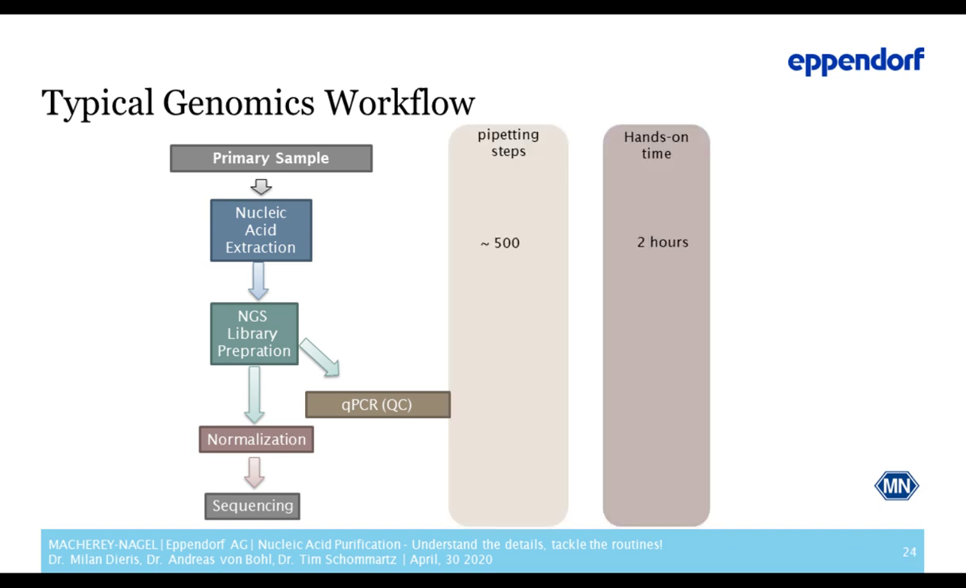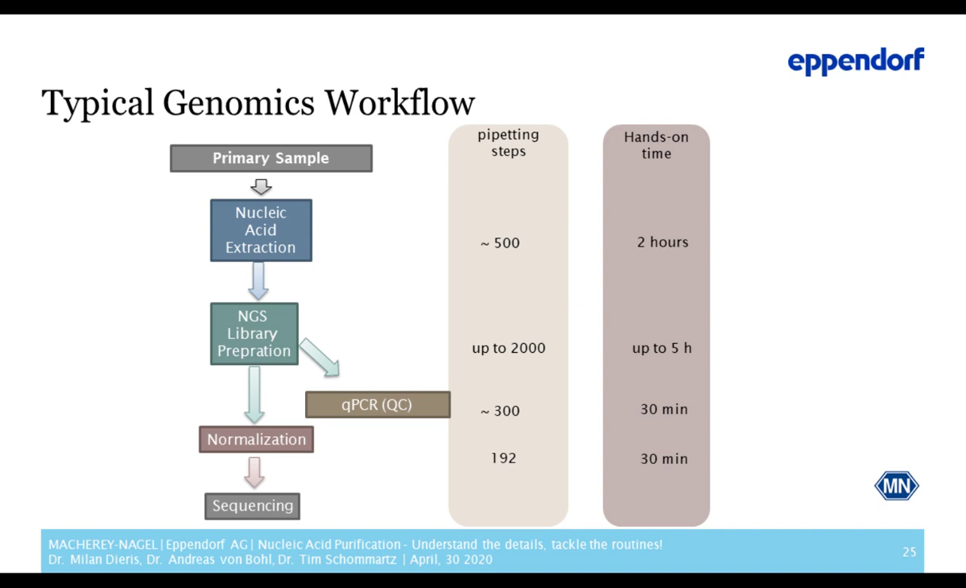And if we look at the workload, the time that you spend to do certain tasks, here highlighting the nucleic acid extraction, a regular nucleic acid extraction looking at 96 samples will involve roughly 500 pipetting steps. It's 500 pipetting steps where each and every step you can make a mistake. And the hands-on time is roughly 2 hours. It depends a bit on the technology and on your equipment, but if you do it manually, that's a good estimate.